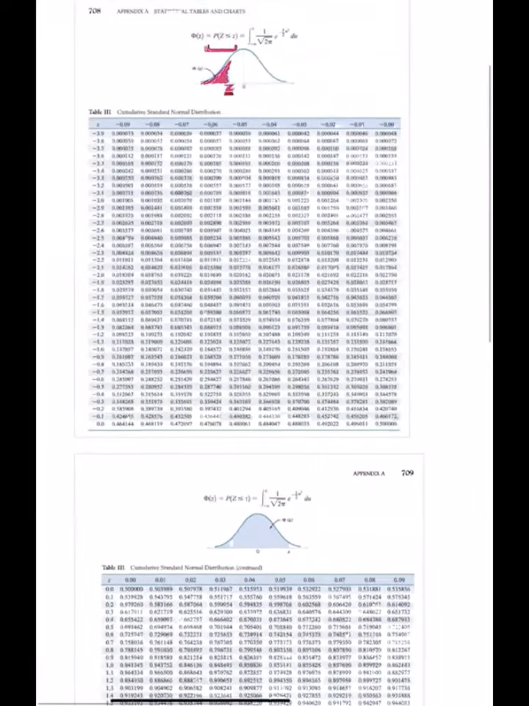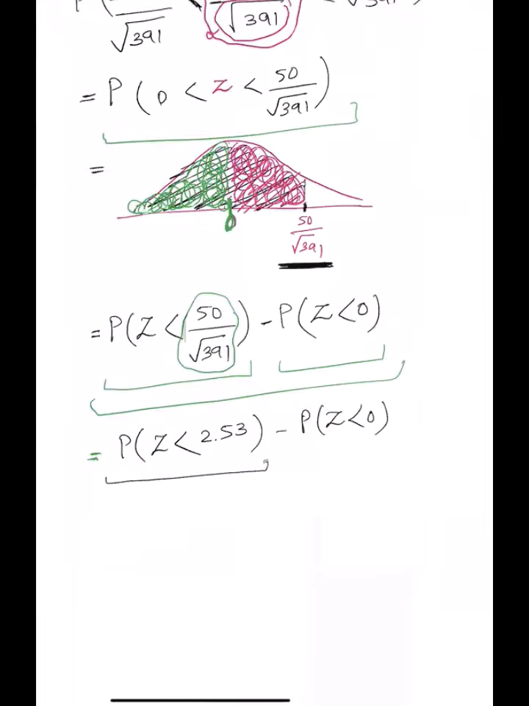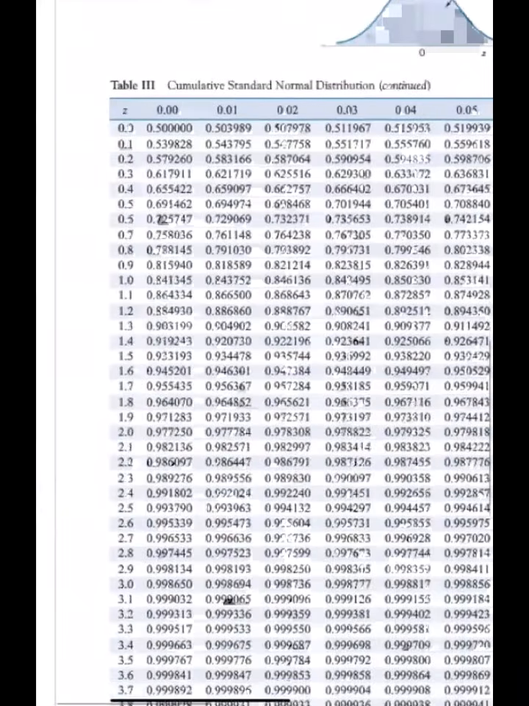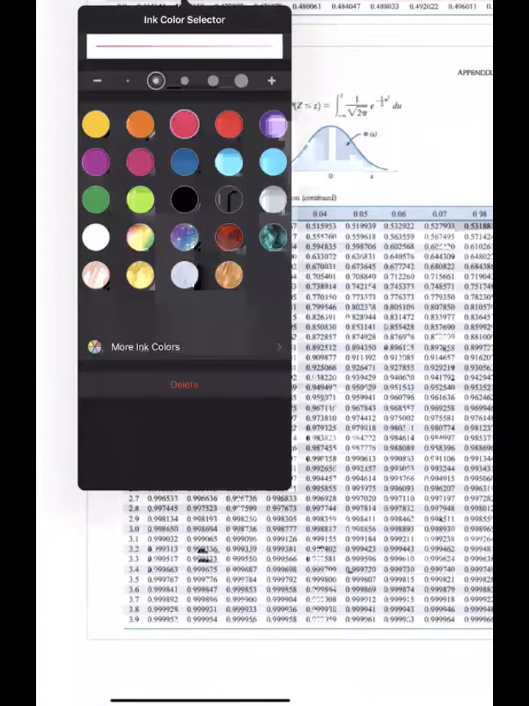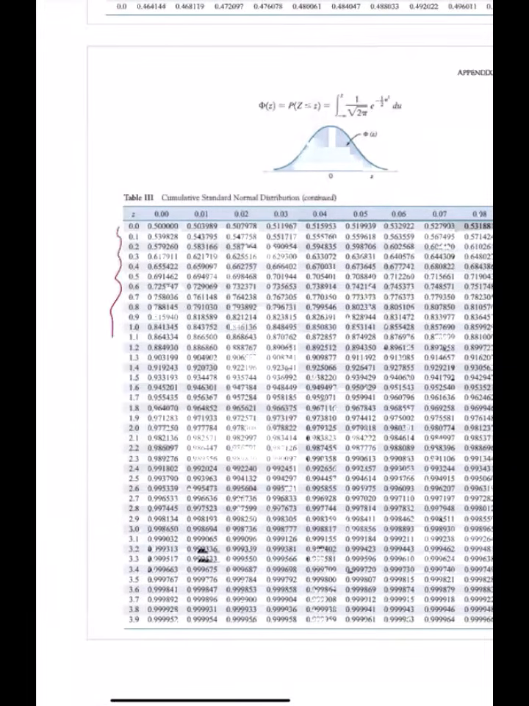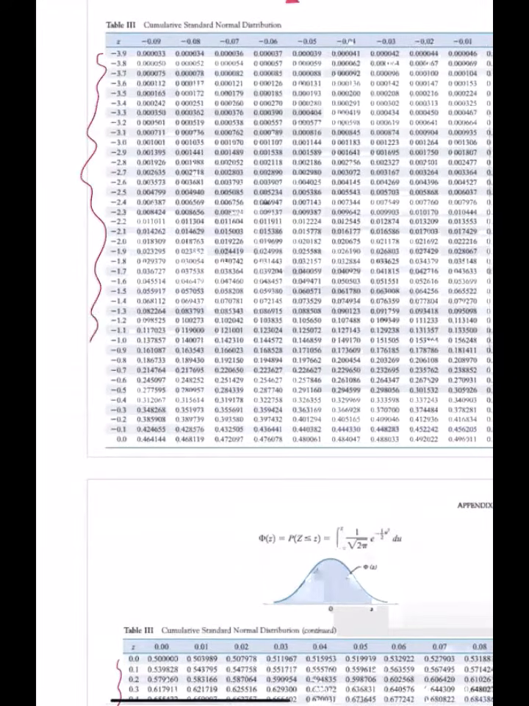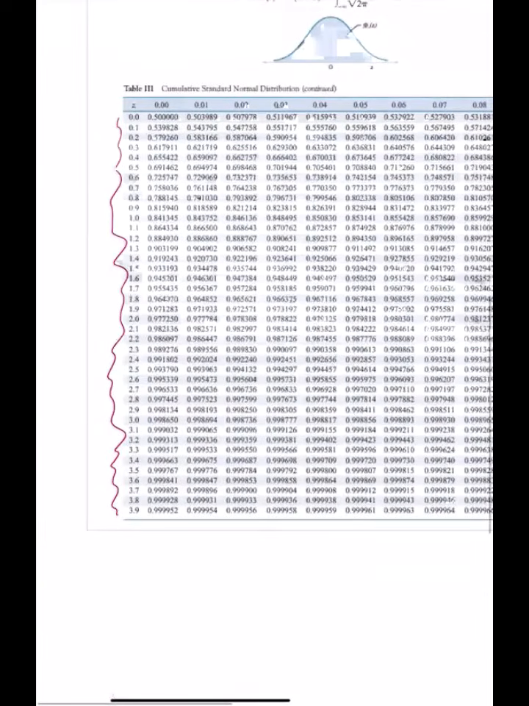Should I go to the top table or bottom table? I want to find this probability, Z less than 2.53. Top table or bottom table? The bottom table, because the Z values that we need, which are these numbers in this first column, are positive, but the numbers in the first column of the top table are all negative, which are related to this part of the Z distribution. But the numbers at the bottom are related to positive Z's, to this part of the distribution.